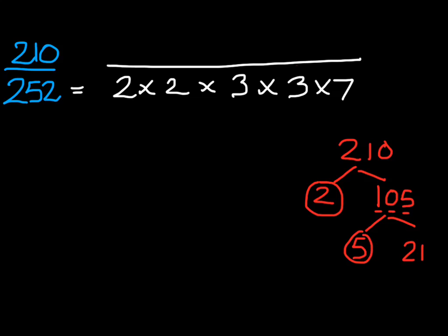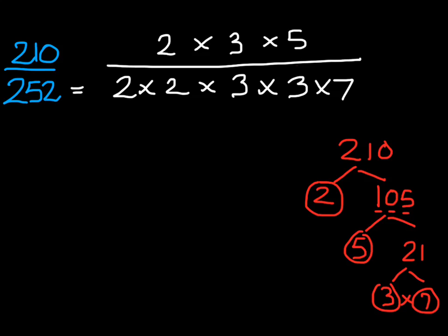So 5 is a prime number. 21 can be divided by 3 times 7, and those are both primes. So the prime factor string for 210, and now I'll put them in order, is 2 times 3 times 5 times 7. Okay, so there we go. We have our prime factor string.